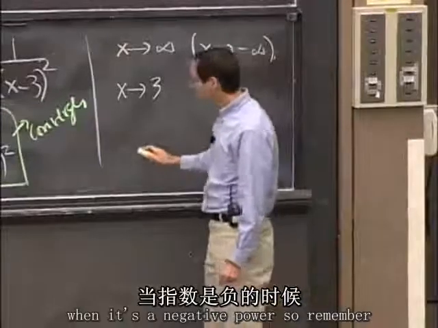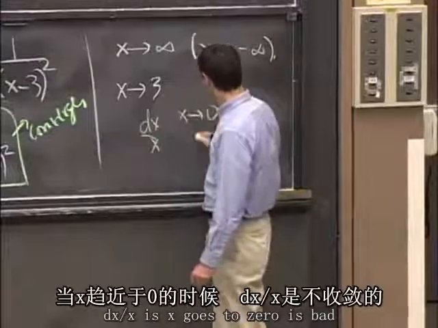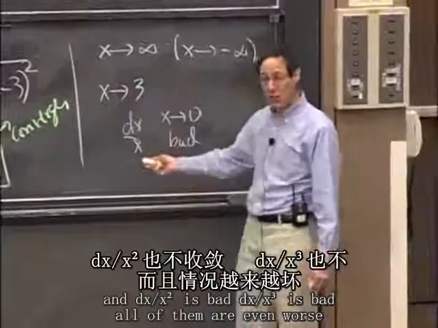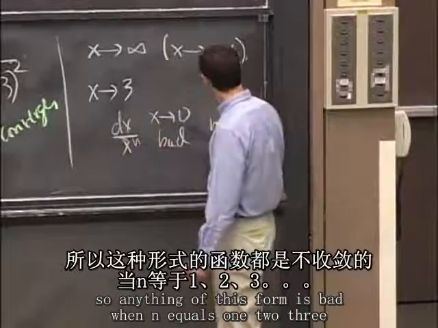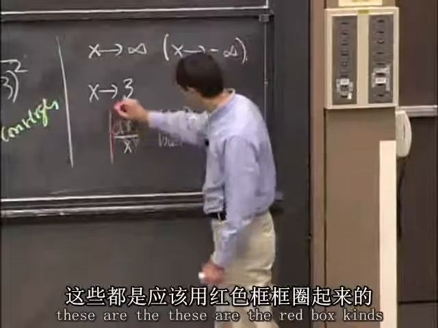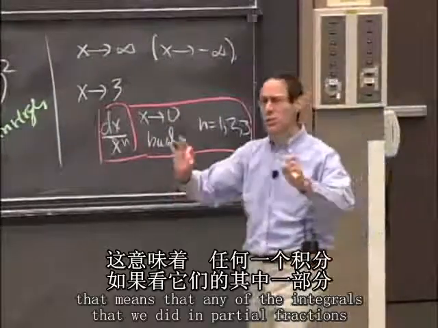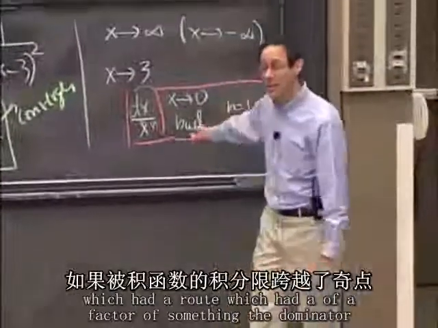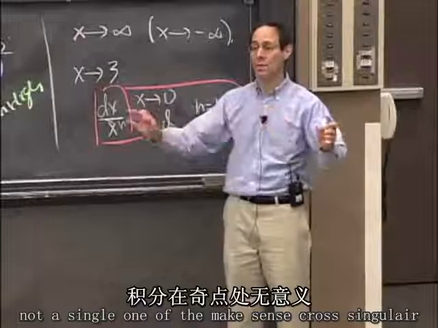When it's a negative power, so remember, dx over x as x goes to 0 is bad. And dx over x squared is bad, dx over x cubed is bad. All of them are even worse. So anything of this form is bad, n equals 1, 2, 3. These are the red box kinds. All right? That means that any of the integrals that we did in partial fractions, which had a root, which had a factor of something in the denominator, those are all divergent integrals if you cross the singularity. Not a single one of them makes sense across the singularity.